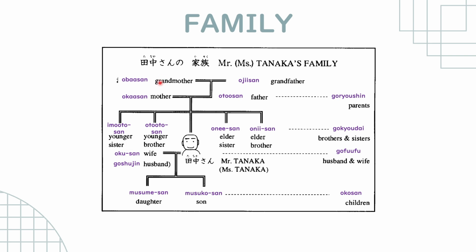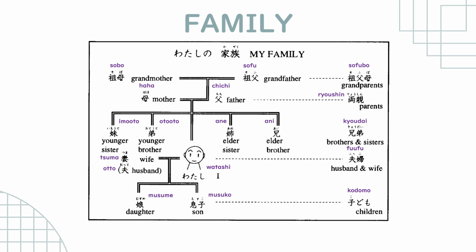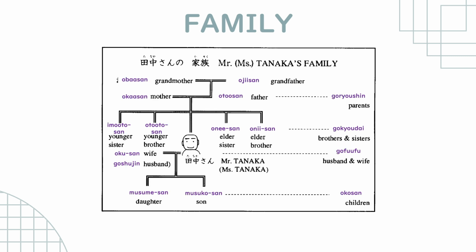Now, take note that they have different ways of addressing these family members. When you're talking about your own family members, you use these terms: haha, chichi, imoto, ototo, ane, ani. But if you're talking about other people's family members, you use oba-san, oji-san, oka-san, oto-san. Alright, so let's proceed now to our grammar.